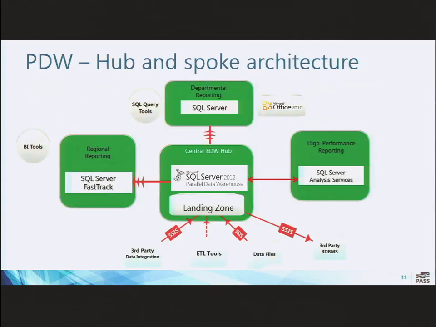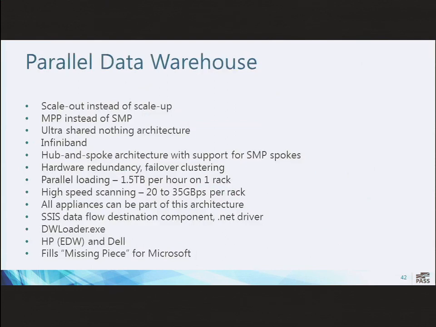So this could be part of a hub and spoke architecture where you have the central EDW hub, and then maybe that farms out and sends data to data marts. If you were in the previous session where Marco talked about data warehouse and data marts, that could be your data warehouse, and you can send out data marts all over the place. So again, it's a scale out instead of a scale up. It uses MPP, it uses InfiniBand.